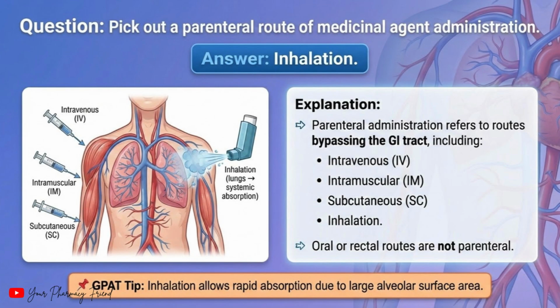Pick out a parenteral route of medicinal agent administration. Inhalation. Inhalation is considered a parenteral route of administration because it bypasses the gastrointestinal tract. Other parenteral routes include intravenous, intramuscular, and subcutaneous administration. Parenteral routes allow rapid drug absorption and onset of action compared to oral or rectal administration.